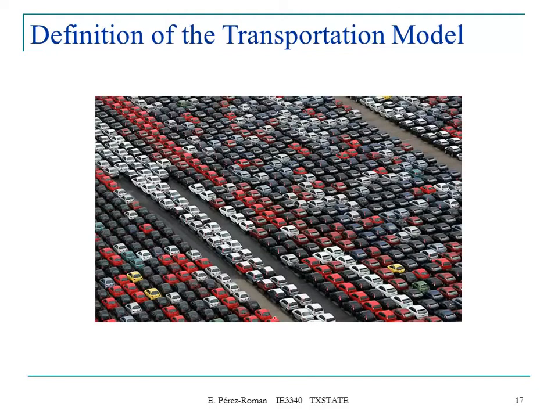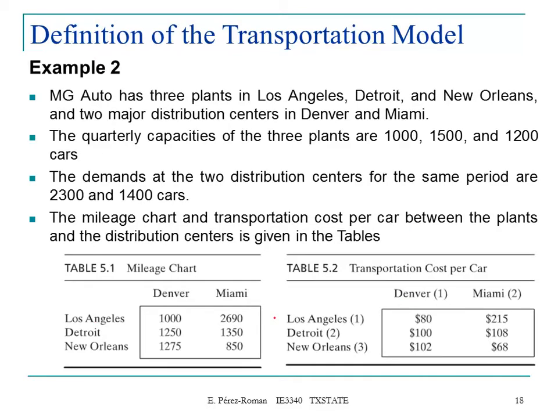Okay, let's look at now another problem which is related to the distribution of cars. So MG Auto has 3 plants in Los Angeles, Detroit, and New Orleans, and 2 major distribution centers in Denver and Miami. The quarterly capacities of the 3 plants are 1,000, 1,500, and 1,200 cars. And the demands of the 2 distribution centers for the same period are 2,300 and 1,400.